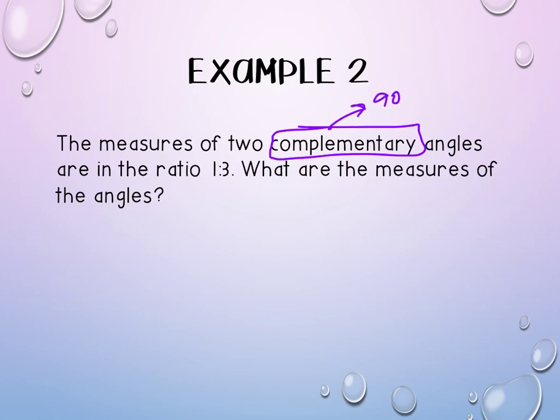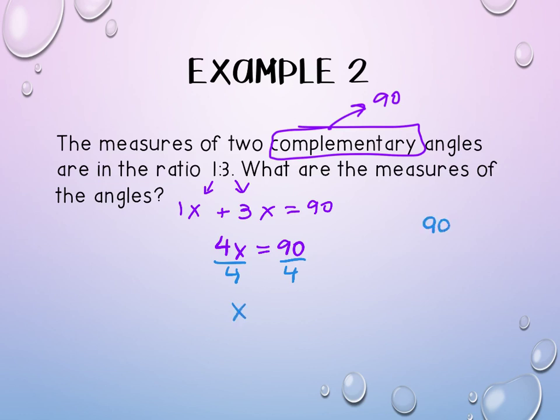So for these two angles, 1 times something plus 3 times something gives me 90, which means 1 times x plus 3 times x is going to give me 90. It's the same ratio, so it's the same variable. And then I solve it like it's an equation. So 1x plus 3x would be 4x equals 90. And then I would divide both sides by 4. 90 divided by 4.